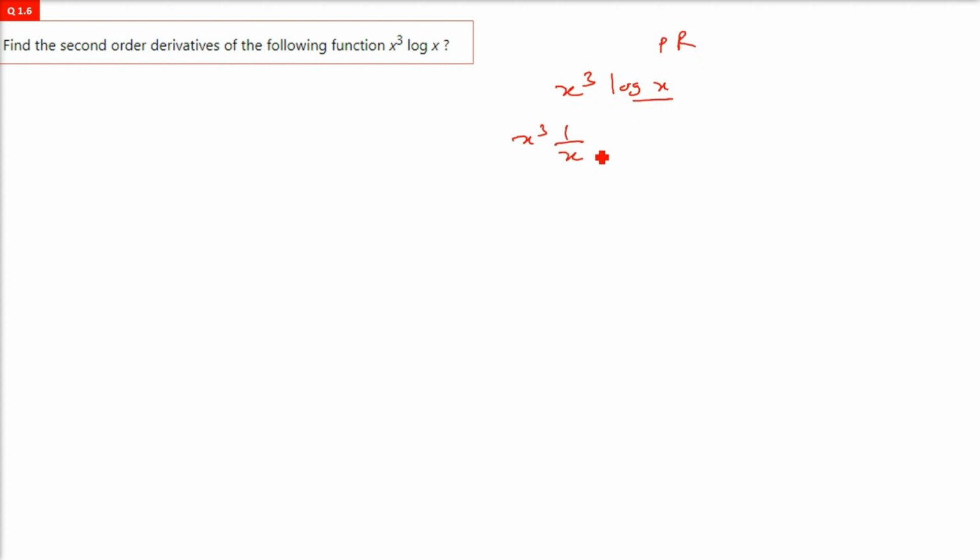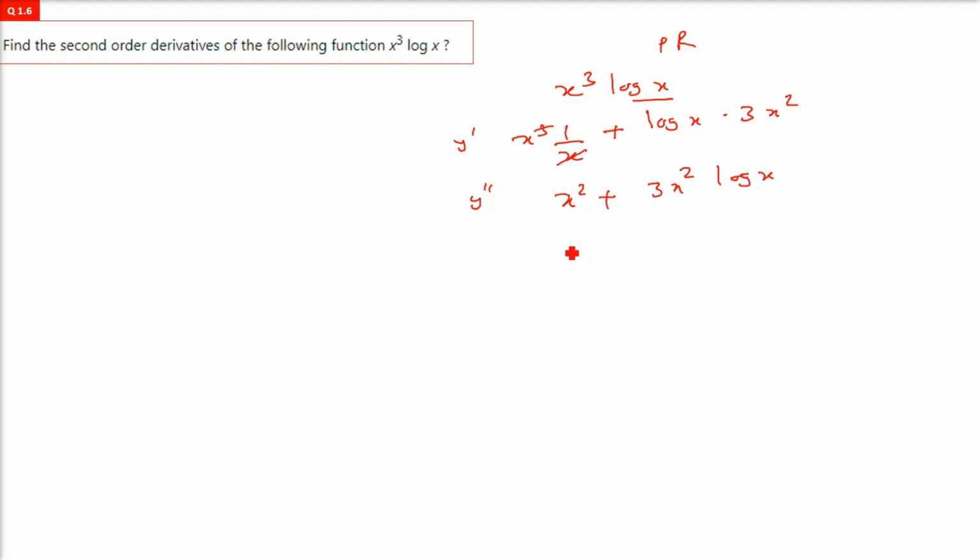So x cube, and then log x is 1 by x, then log x, differentiation of x cube is 3x square. We have applied the product rule. This gets cancelled. You have x square plus you have 3x square here, then log x. Again we have to do the differentiation. So this was y prime. We have to find out y double prime, applying the differentiation of this again.